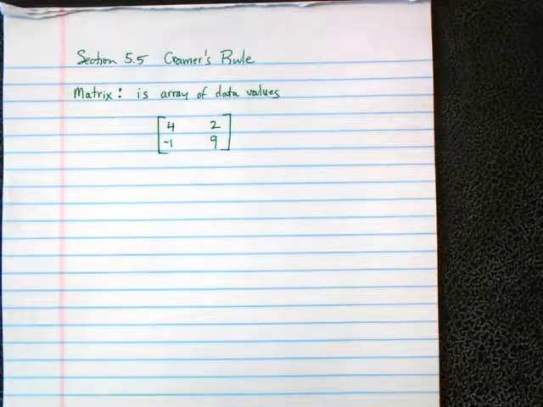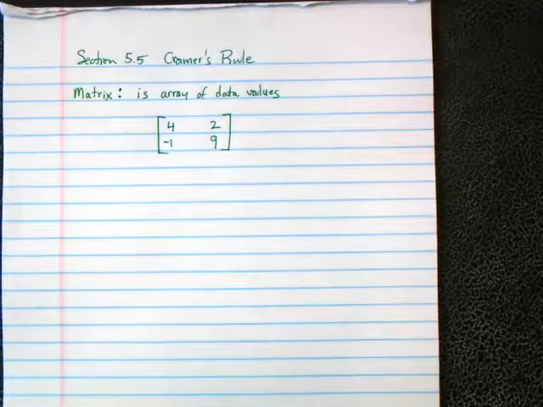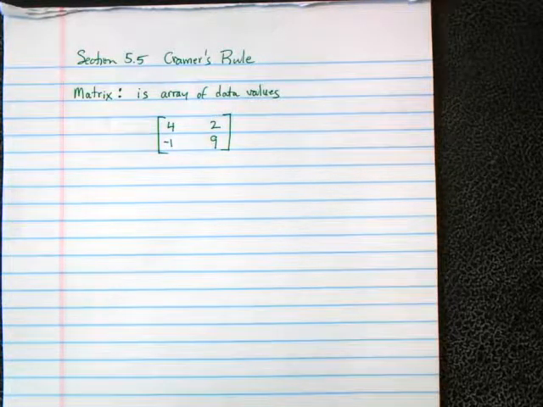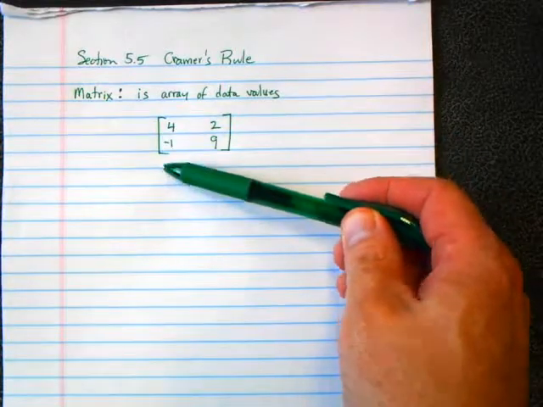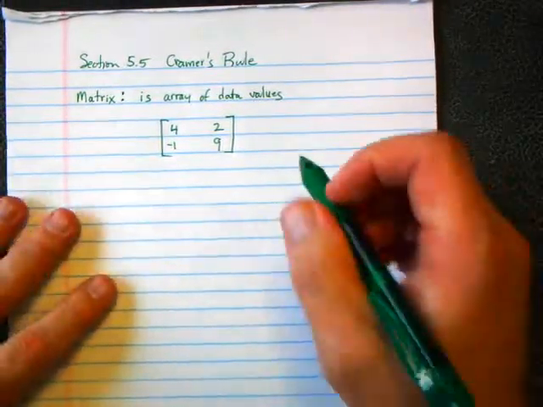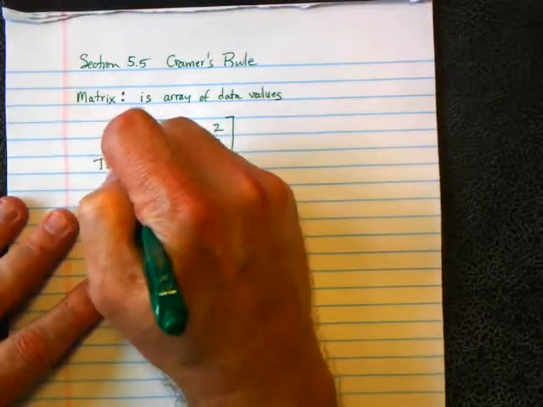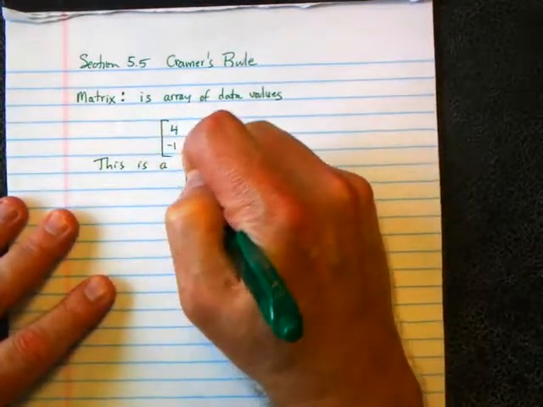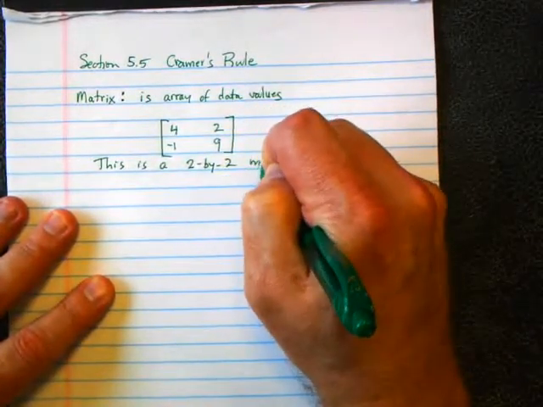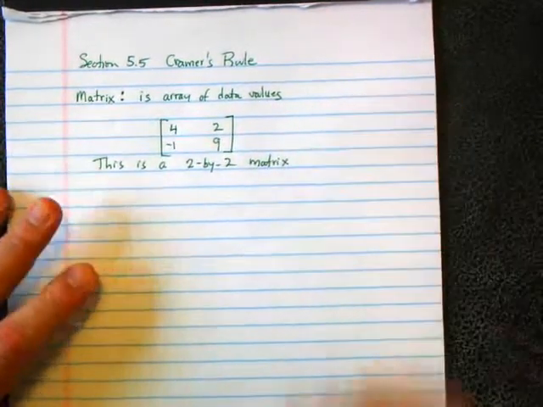That matrix would be called a 2x2 matrix. Why would you call that a 2x2 matrix? Because it has 2 rows going down and 2 columns going across. So we call this a 2x2 matrix. So you're right, a matrix looks an awful lot like a spreadsheet.